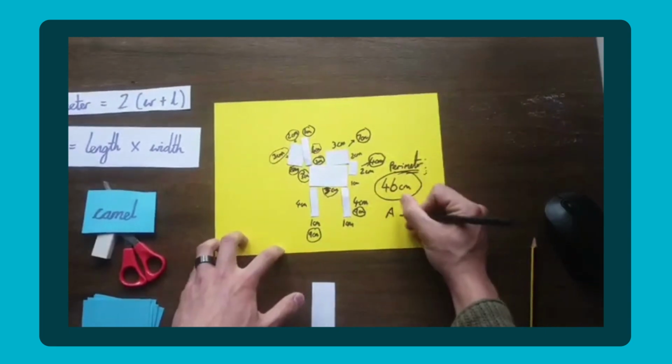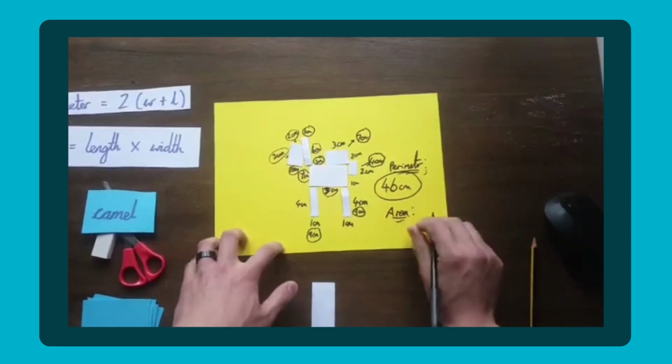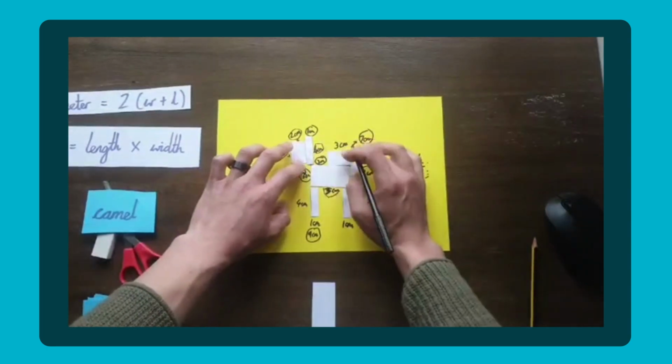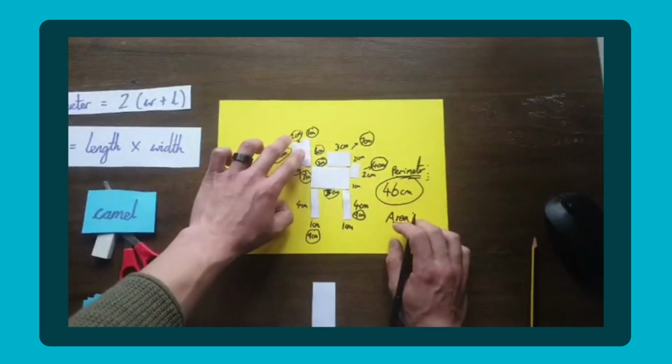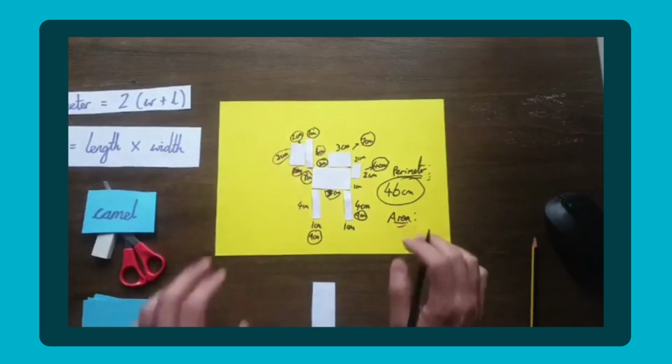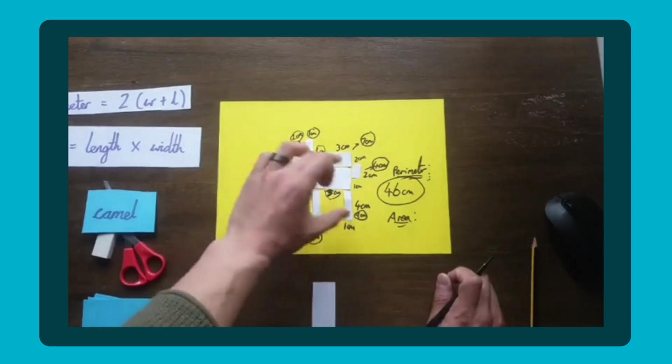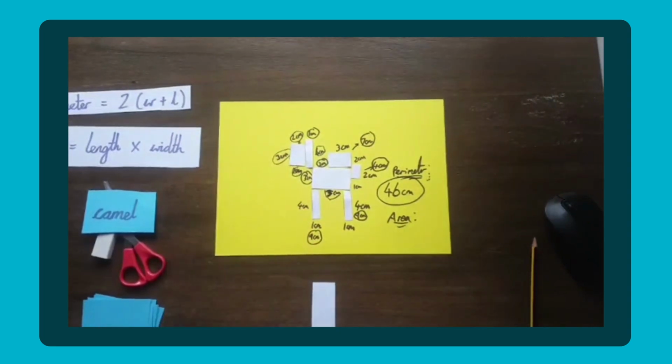Now I need to work on my area. Now the area is a bit more straightforward because regardless of whether you join your shapes to make compound shapes or if you join them like this, where you just join the points, it doesn't affect it because the area within the shape will still maintain the same, because we're not overlapping shapes. The space within it will still be the same.